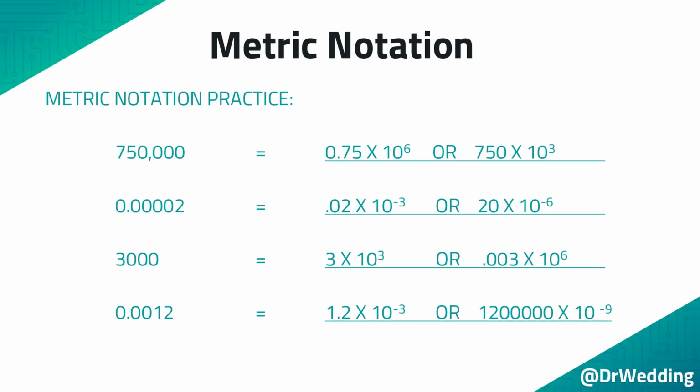As previously stated, metric notation is just a simplified version of engineering notation. Shown here is a list of 4 values in standard notation. Next to each value, there are 2 versions of the same number in engineering notation. You may wish to pause the video so you can try to convert the values from engineering notation into metric notation. The converted values will be given after you restart the video.